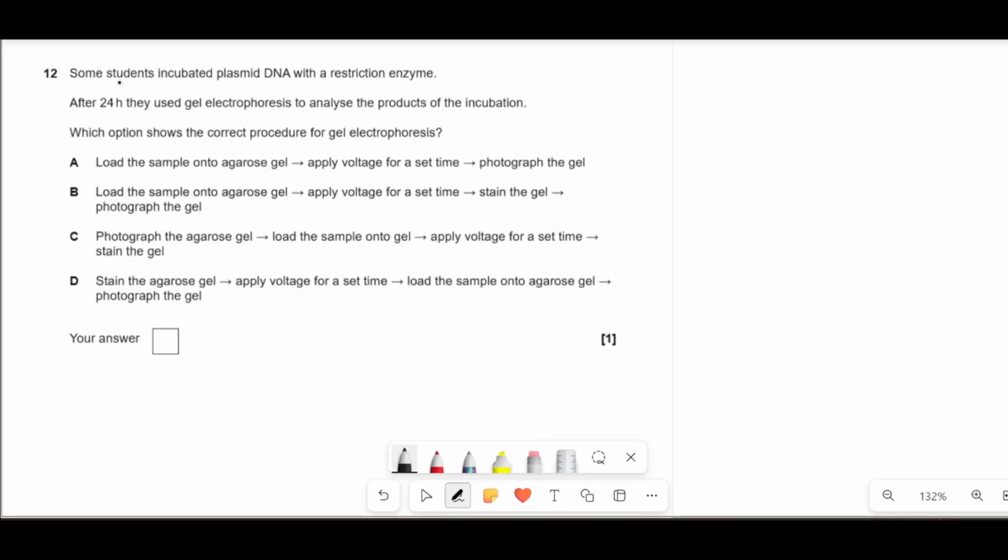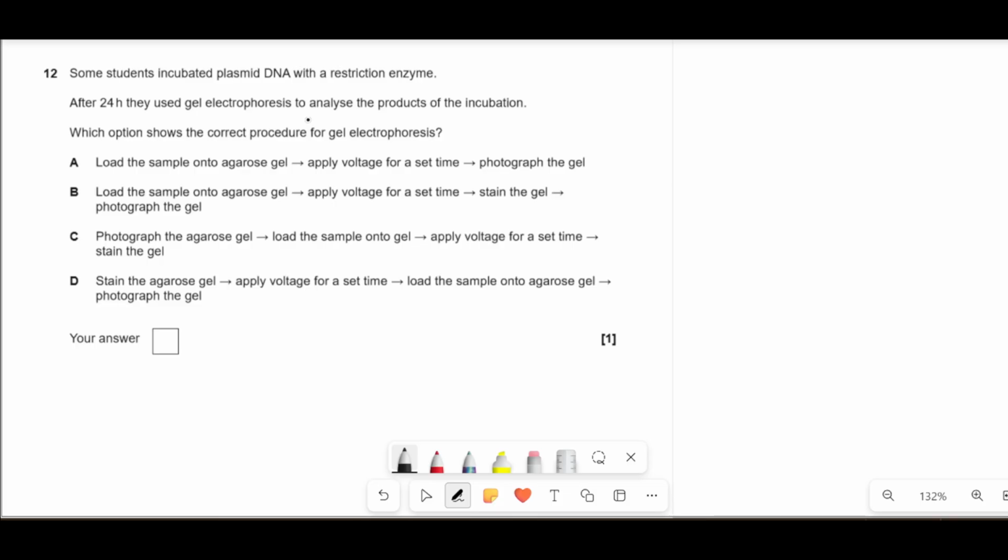So there you go. Some students incubated plasmid DNA with a restriction enzyme. After 24 hours, they used gel electrophoresis to analyze the products of the incubation. Which option shows the correct procedure for gel electrophoresis? What you want to do is stick the sample onto some agarose gel. You want to then put in a voltage and leave it for some time, and then you need to be able to actually see the bands. You need to put some sort of stain on it first, otherwise you're just not going to be able to see anything.